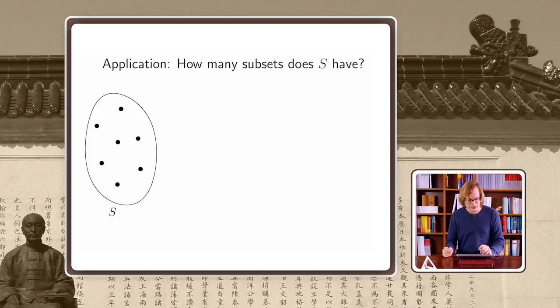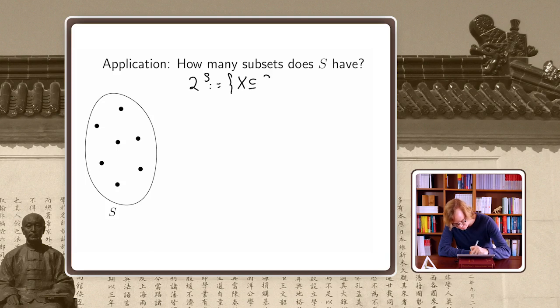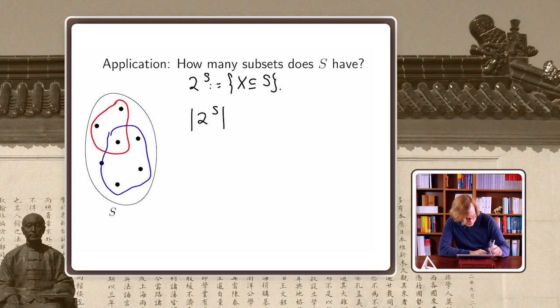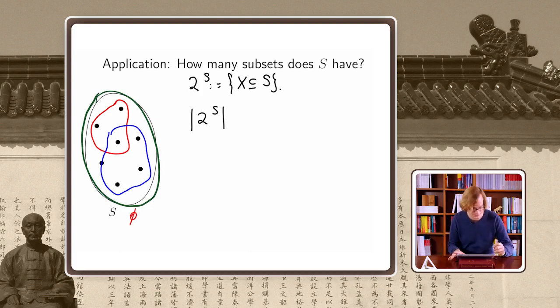So here's an application of this innocent fact. You might remember we have defined the power set of a set S, 2 to the S, to be the set of all subsets. And now we're asked the following question: how many subsets are there? So for example, this is a subset. This is also a subset. But the set itself is also a subset of itself. And of course, the empty set is also a subset.